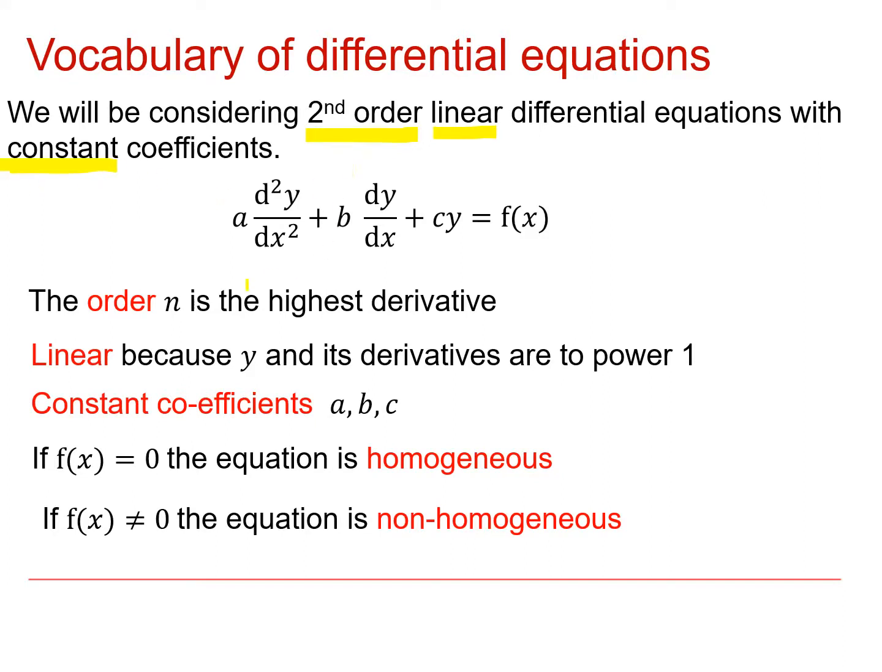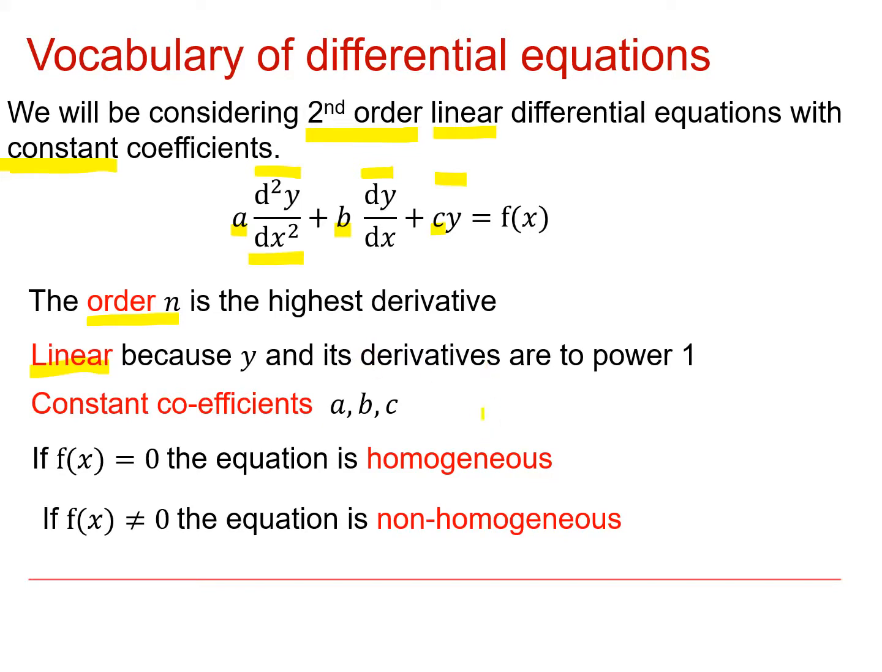Let's pull those pieces apart. Well, first of all, the order is the highest derivative, and the highest derivative we've got here is the second derivative, d2y by dx squared, so it's second order. It's linear because anything involving y or its derivatives has a power of 1. And constant coefficients, a, b, and c, are self-explanatory.